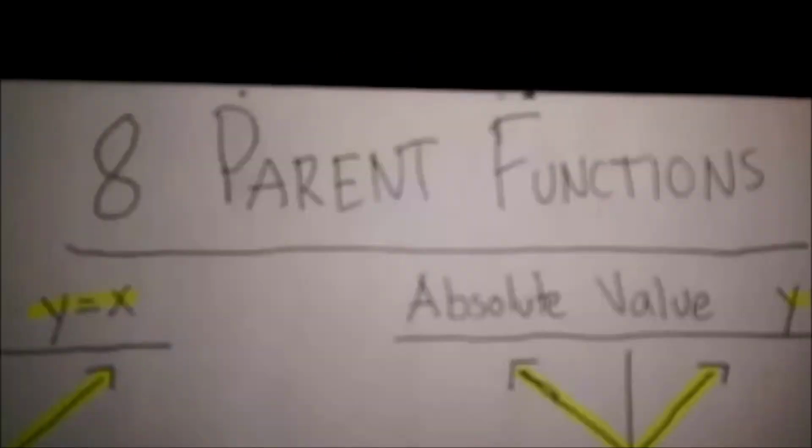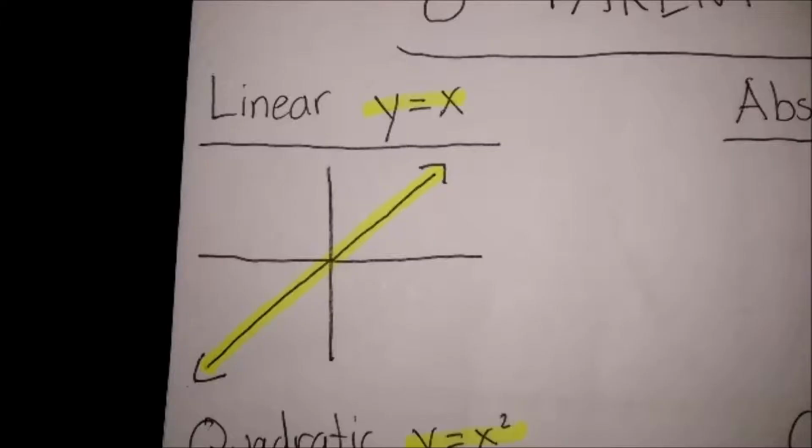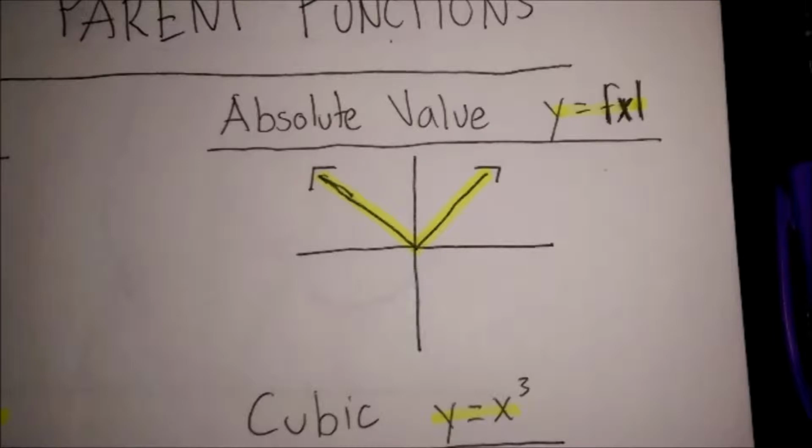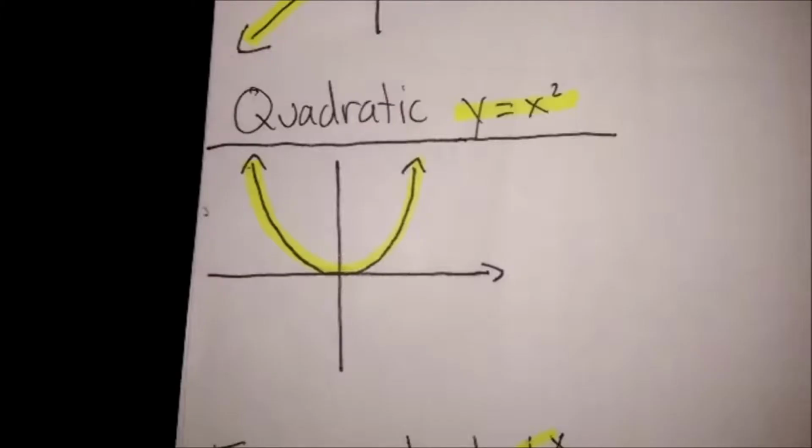These are important to know because they are the 8 parent functions for many equations in Algebra 2. Linear is y equals x and it's an upward line. Absolute value is y equals the absolute value of x and makes a V shape. Quadratic is y equals x squared and is an upward curve.